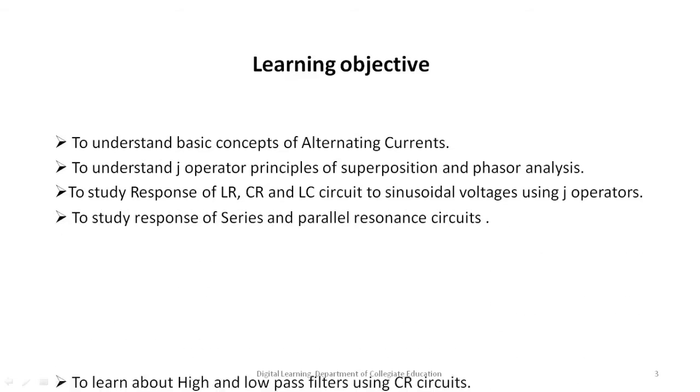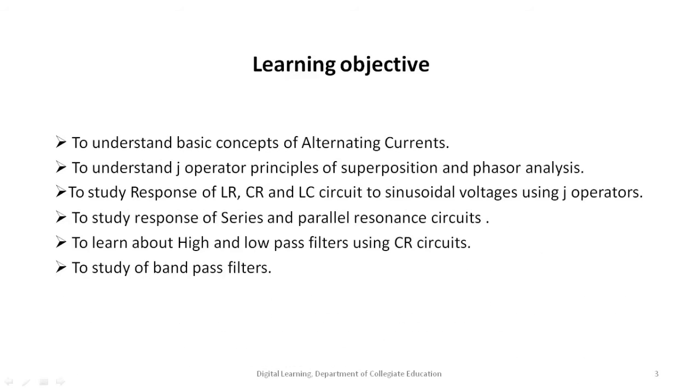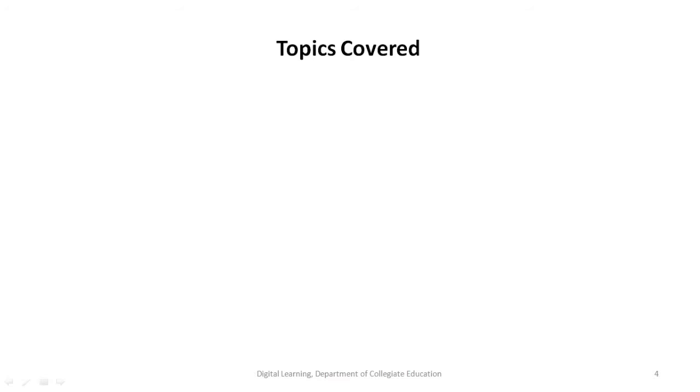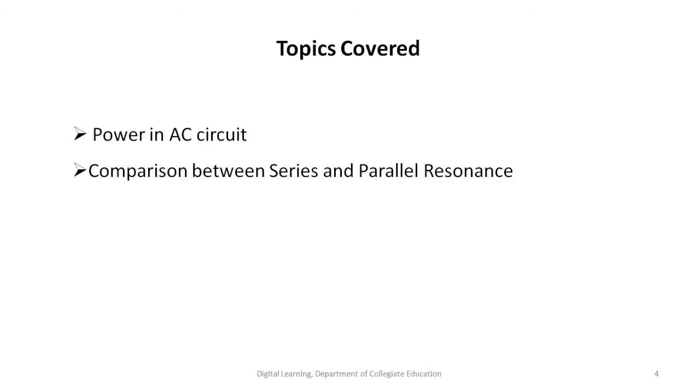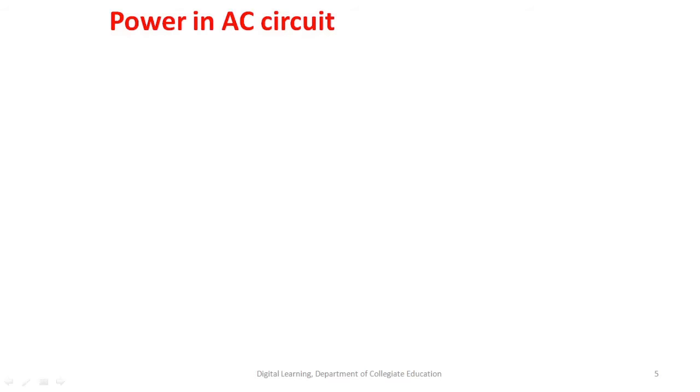The learning objectives of this unit were already discussed in the previous sessions. Topics covered in this session are power in AC circuit, and comparison between the series and parallel resonance. So first we will study about the power in an AC circuit.